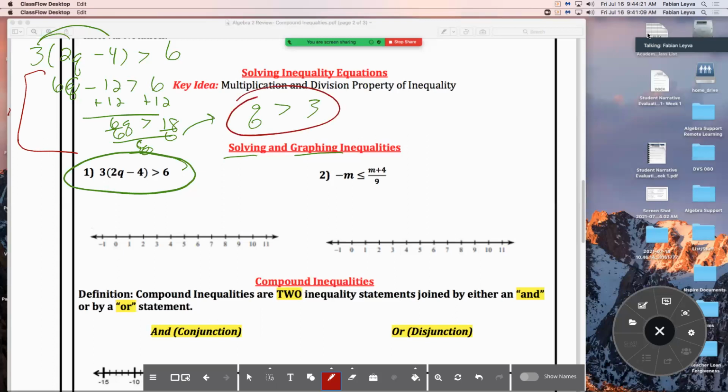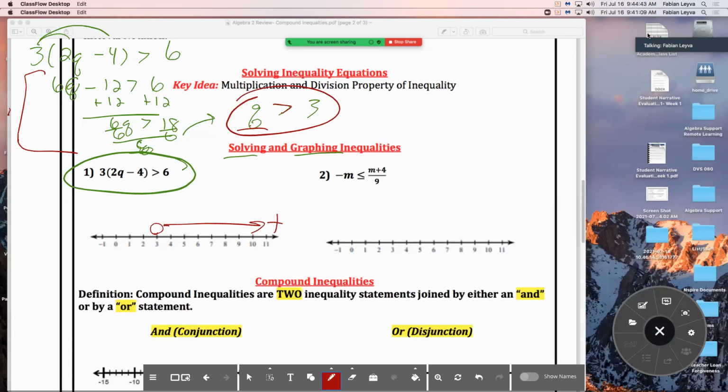But notice here that q is greater than 3. I have to graph it. So here's my 3, open circle. Notice that q is greater than. So remember, your variable is your answer. That's what you're looking for. So if my q is greater than 3, where are those values? They're to the right side, because those are where they get positive, where they get bigger and bigger.